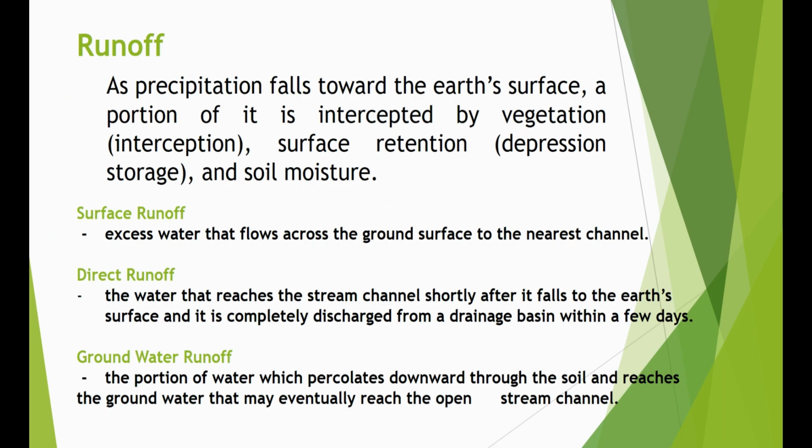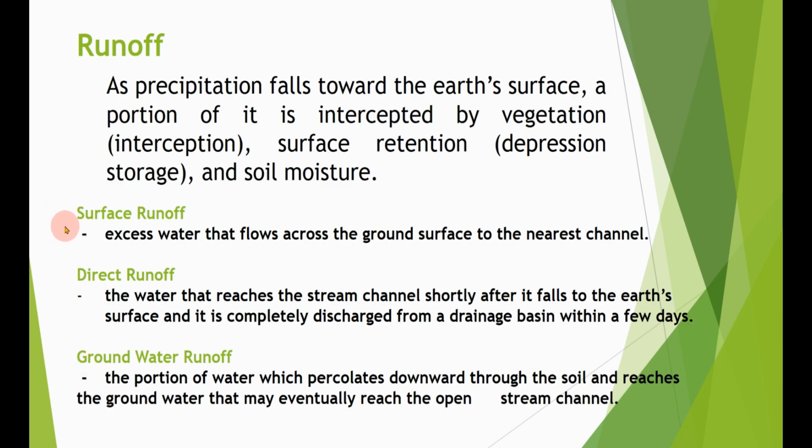As precipitation falls towards the Earth's surface, a portion of it is intercepted by vegetation, surface retention, and soil moisture. The water intercepted is returned by the leaves and stems of vegetation. Depression storage includes water retained as puddles in surface depressions, and soil moisture is held as capillary water in the smaller pores of the soil. The excess water may follow different paths. It can be determined as surface runoff, direct runoff, or groundwater runoff.